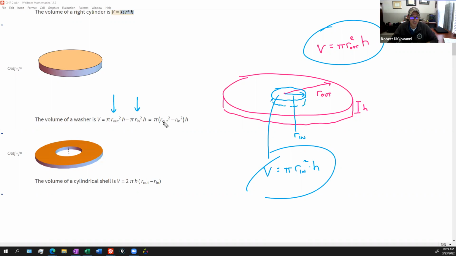And then what I do is I factor out a pi. They both have a pi, so I pull a pi out. There it is. And they both have an h, so I pull the h out, but I put the h in the back. I could have put it in the front like this, pi h, r out squared minus r in squared. I could have written it that way, but I put the h on the back side, and you'll see why I did that later, okay? Understand?